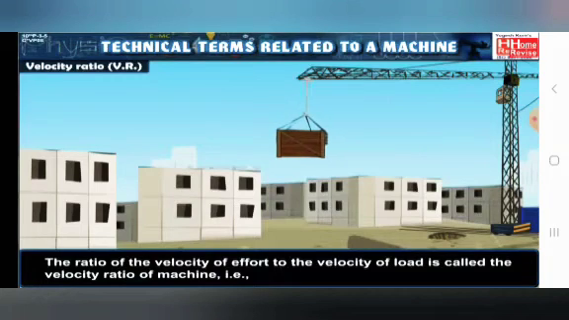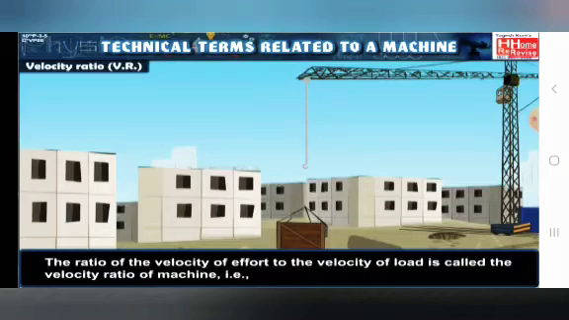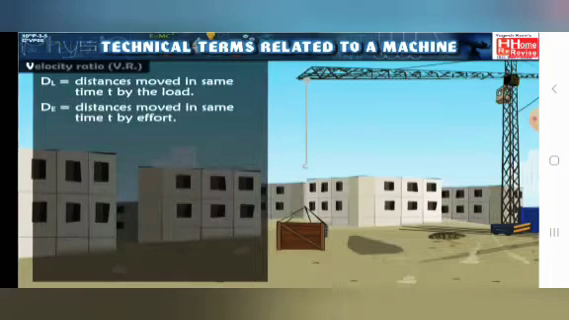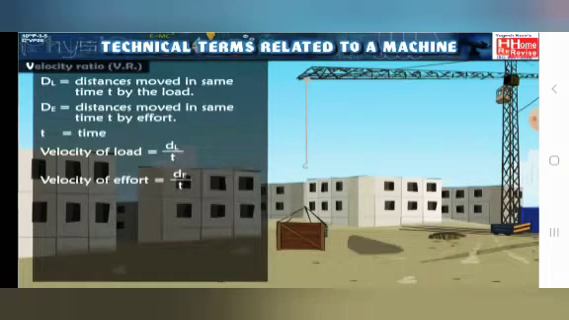Velocity ratio, VR. The ratio of the velocity of effort to the velocity of load is called the velocity ratio of the machine. That is, velocity ratio VR is equal to velocity of effort upon velocity of load. If dl and de are the distances moved in the same time t by the load and the effort respectively, then velocity of load is equal to dl upon t, and velocity of effort is equal to de upon t. Then velocity ratio VR is equal to de upon t upon dl upon t, which equals de upon dl.